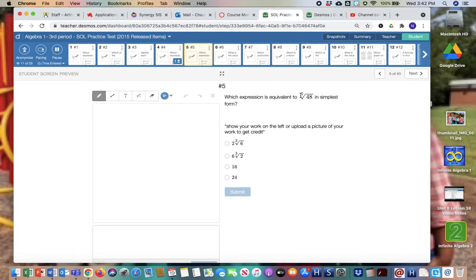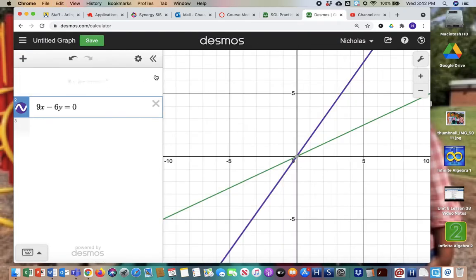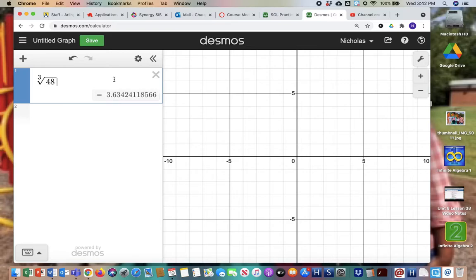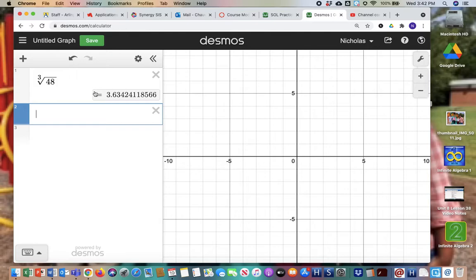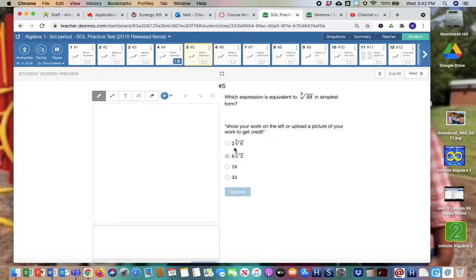Okay. Which expression is equivalent to the cube root of 48? So we didn't really do these, right? We didn't really get into this. So what I would look at for which one is the expression is the simplest form. Cube root of 48. Let's put that into our Desmos calculator. Okay, when we do that, you see it's 3.36, etc. So let's go in here and let's try each of these. Well, clearly it can't be 16 or 24 because that's not what this is. So it has to be one of these two answers.